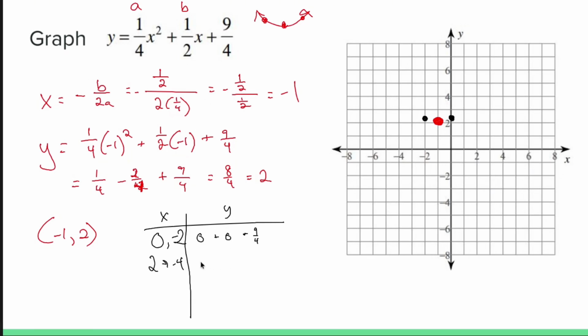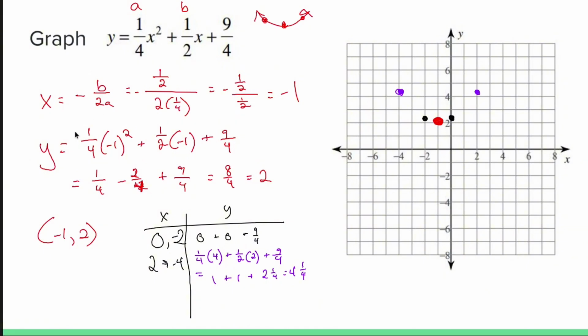If I plug in 2, I get a quarter of 2 squared, which is 4, plus a half of 2, which is just 2, plus 9/4. So you'll be 1, you'll also be 1, and you'll be that 2 1/4. So you become 4 1/4. So at 2, we're at 4 1/4. At negative 4, we're also at 4 1/4.